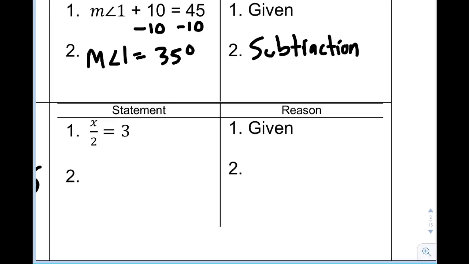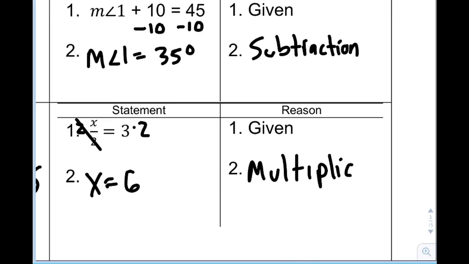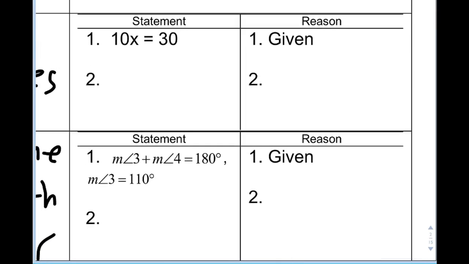Alright, this one already has division in it. The way we undo division is multiplication, so I would multiply both sides by 2. The 2's cancel out on this side, leaving us with x, and it's 2 times 3, which is 6. There's your multiplication. All of these properties of equality. And then if we have multiplication in front already, you would divide both sides. So x equals 3. Division.